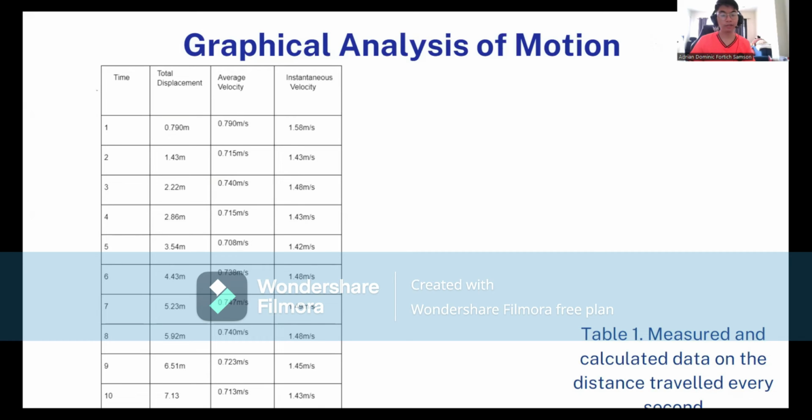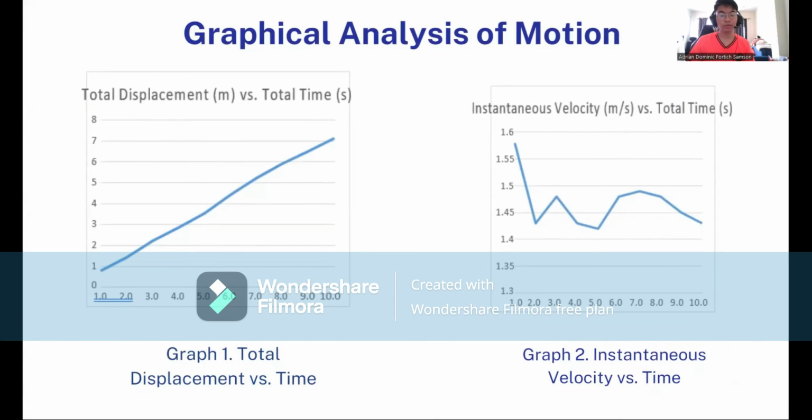For Activity 3, graphical analysis of motion, the following table shows the total displacement, average velocity, and instantaneous velocity in relation with time. Based on the results, although it can be seen that the student increased in displacement over time, the student was not able to achieve constant velocity every second due to limited space in the working environment.